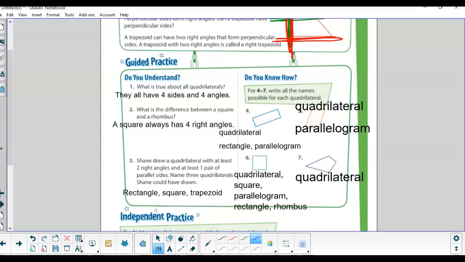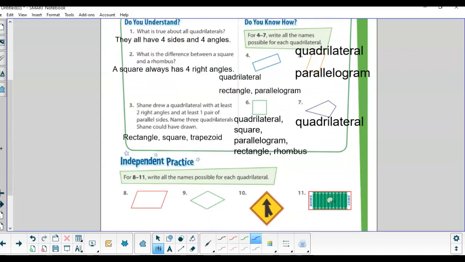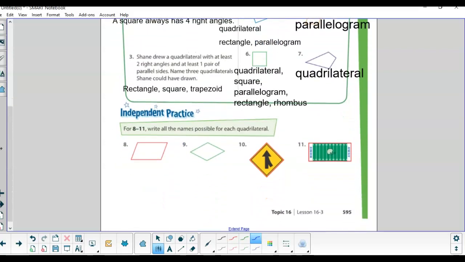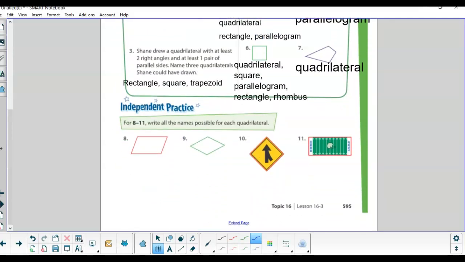No. So the only way we can name number 7 is by calling it a quadrilateral, which means it's a 4-sided figure. It's not one of our special quadrilaterals. All right, so what we're going to do now, for 8, 9, 10, and 11, you have to write all the names possible for each quadrilateral. So that's just like we did 5, 6, and 7. So you're going to do the same exact thing for 8, 9, 10, and 11.